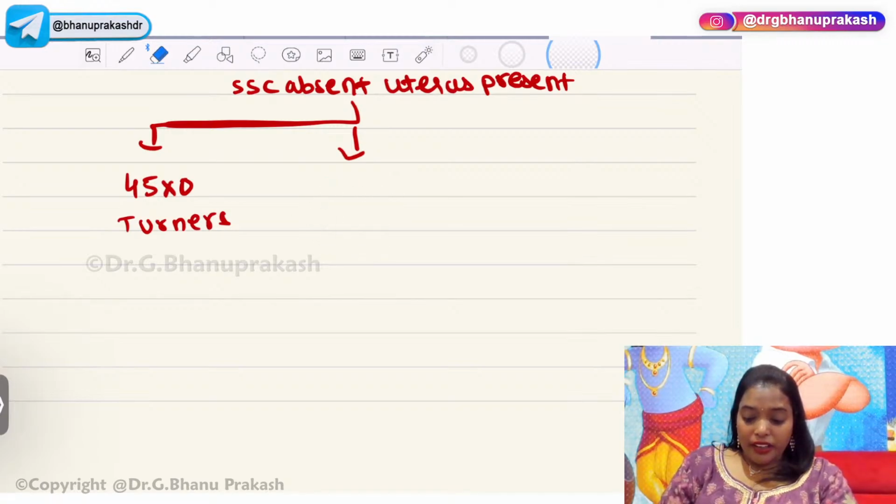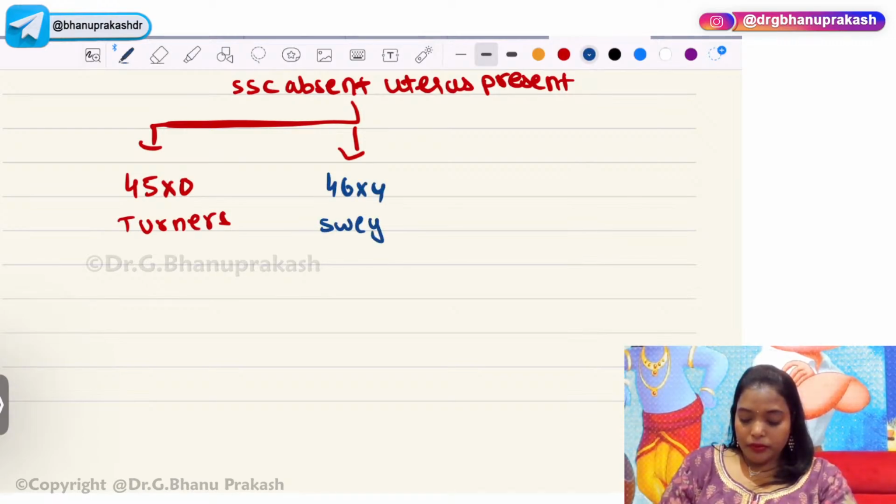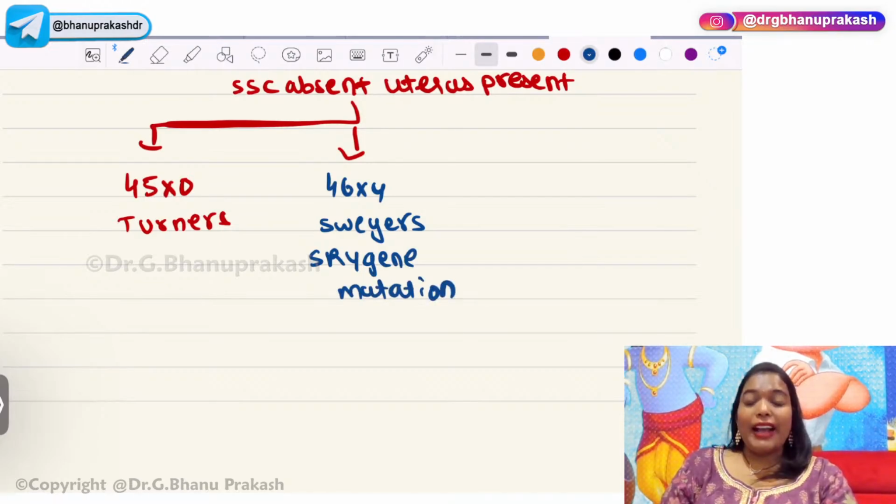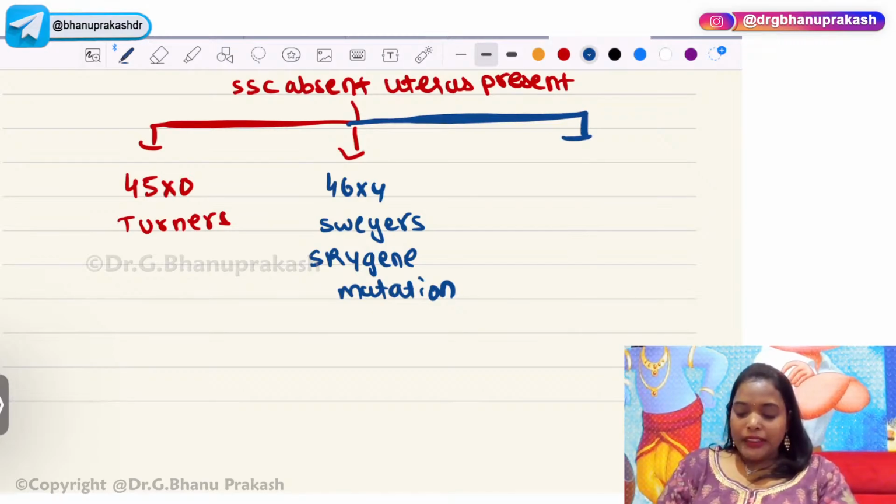This is Swyer syndrome. Why do we have Swyer? Swyer will have it because of the SRY gene mutation. Turner's can be both primary as well as secondary amenorrhea. Turner mosaic will present with secondary amenorrhea: secondary sexual characteristics absent, but uterus present, and 46XX.